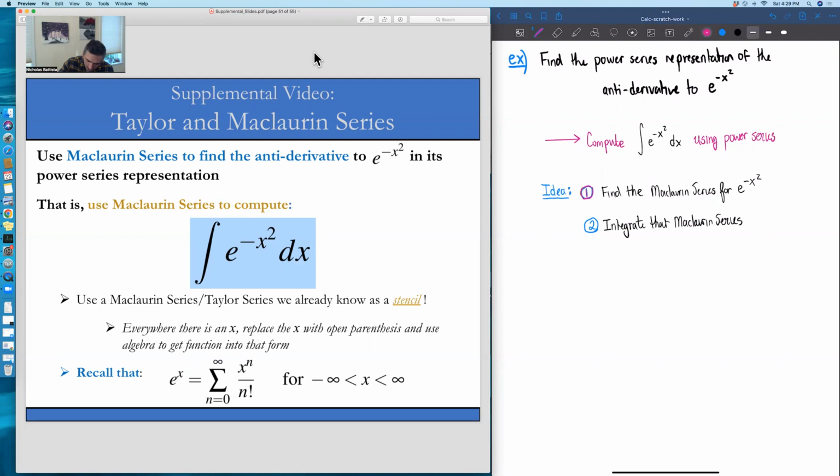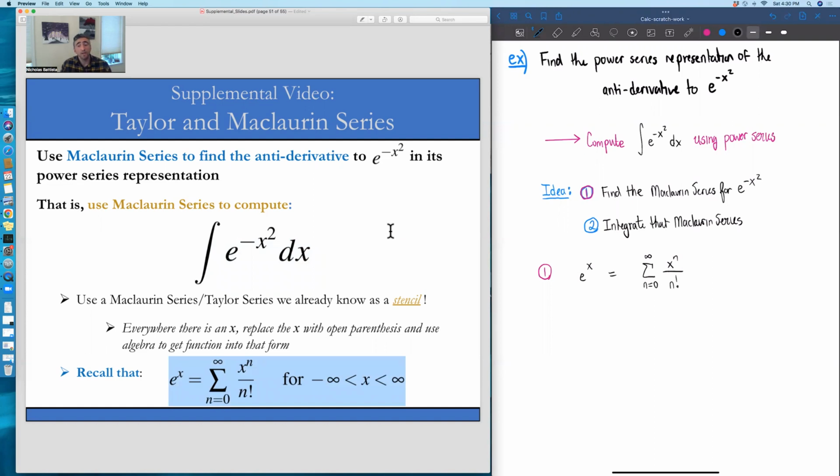So the first thing we're going to do, let's find a Maclaurin series for e to the minus x squared. And whenever we're doing this, we always start off with a power series or Maclaurin series that we know something about. In this case, the exponential function. So e to the x has a Maclaurin series in the following form: the infinite series from n equals 0 to infinity of x to the n all over n factorial.